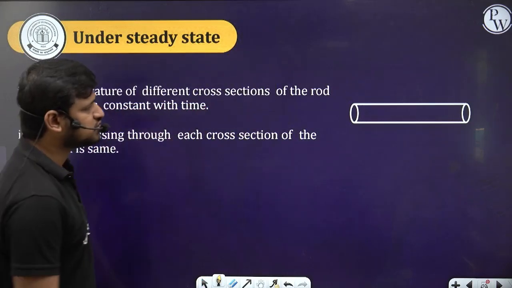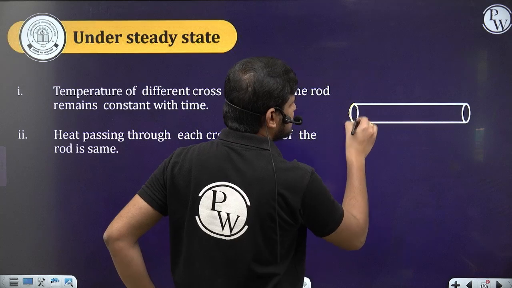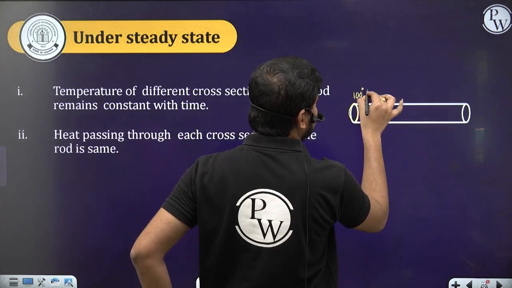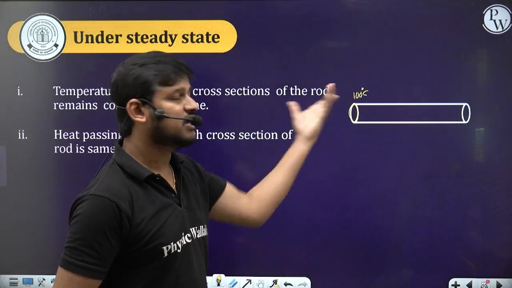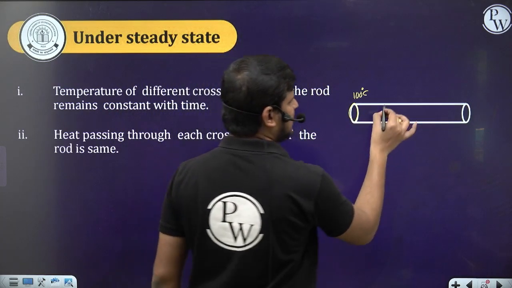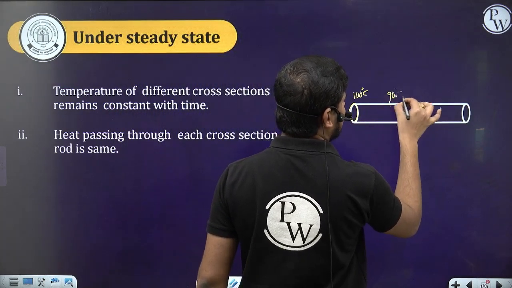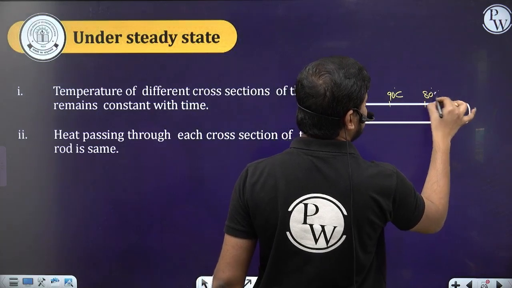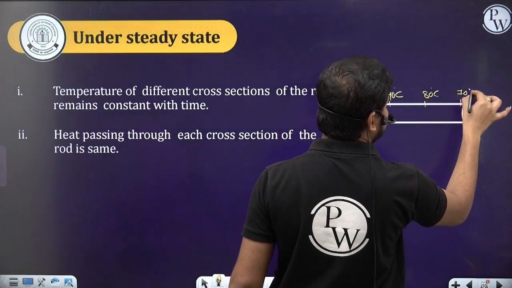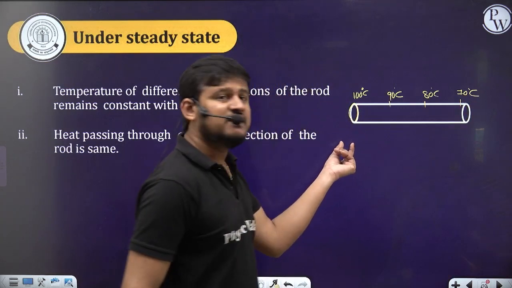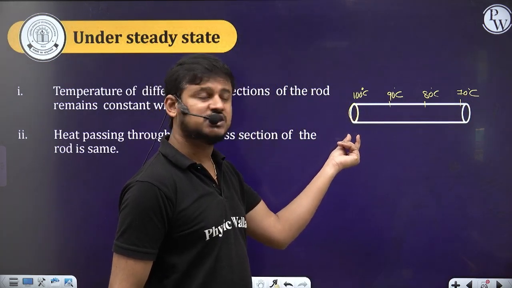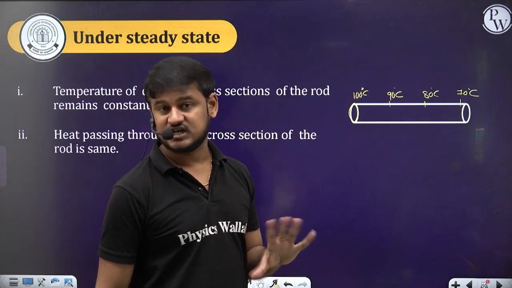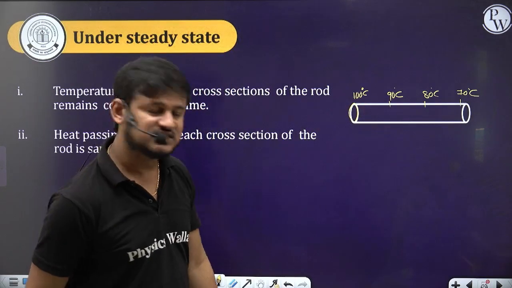So now under steady state, the temperature of different cross sections of the rod remains constant with time. So that's what I said. So let's say this cross section has some 100 degrees centigrade. It need not be 100, it can be 80 also. Just for your understanding, I gave the values. So at this cross section let's say 90, at this cross section let's say 80, at this cross section let's say 70 degrees centigrade. So even if you supply the heat, the temperature at this cross section should become constant, that is 100 degrees centigrade. Then only it is said to be the steady state.